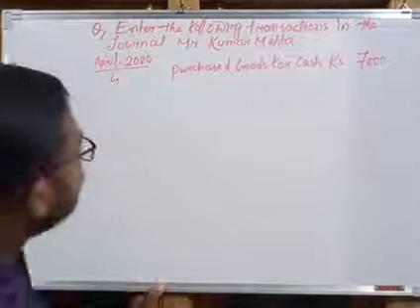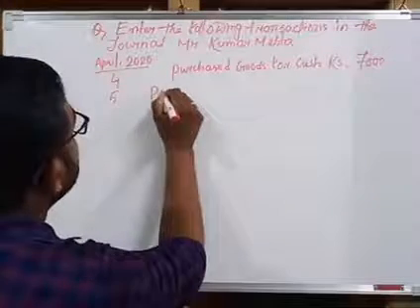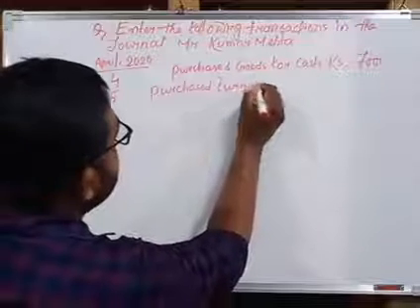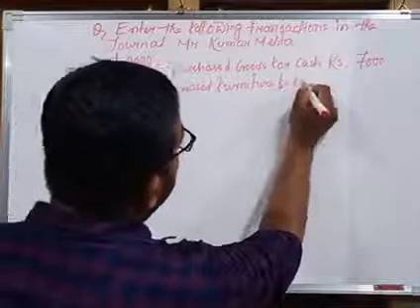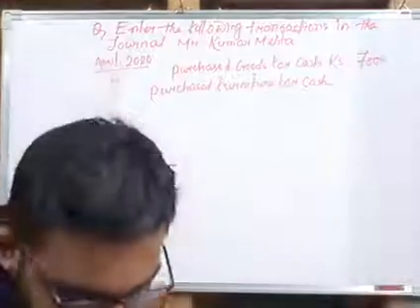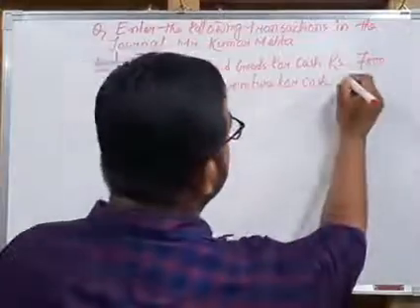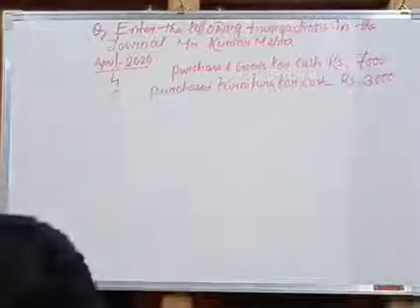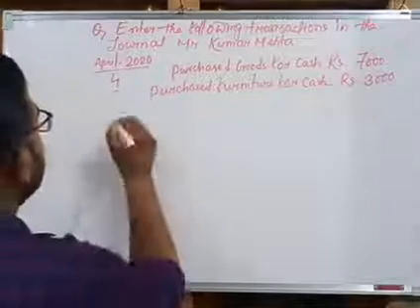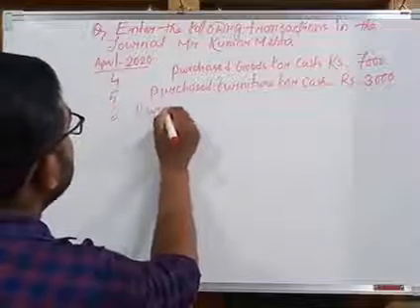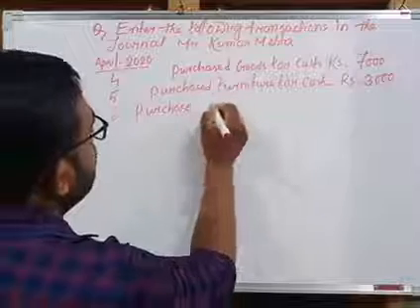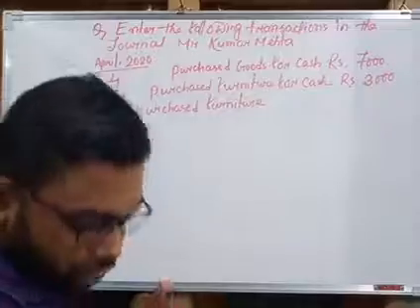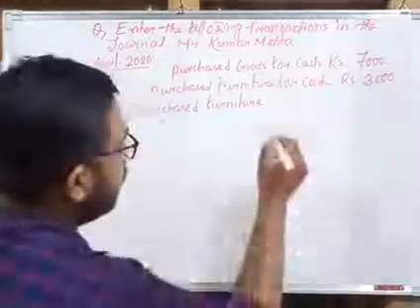Then April 5, what is the transaction? Purchased furniture for cash, rupees 3,000. Next, purchased furniture on credit.